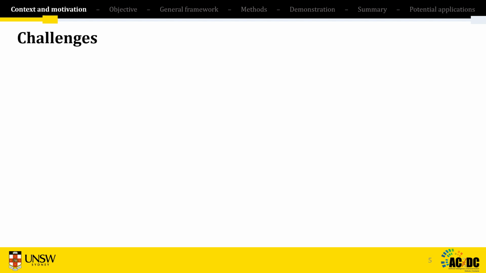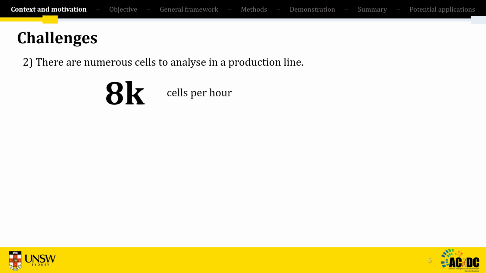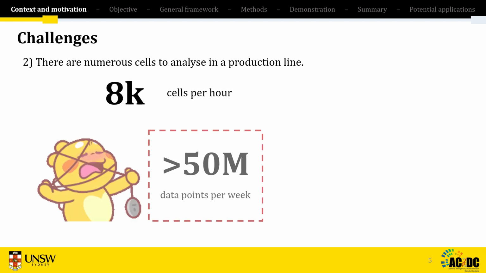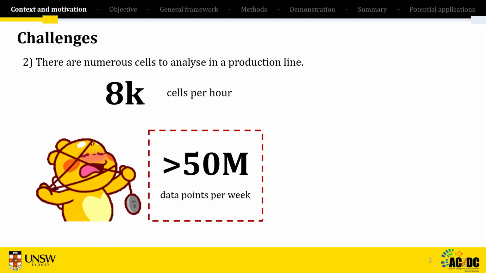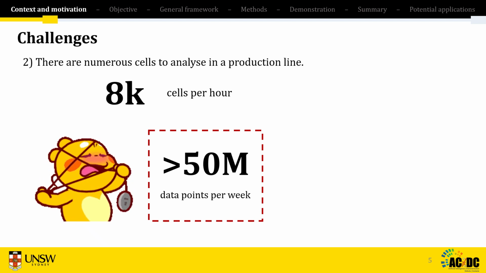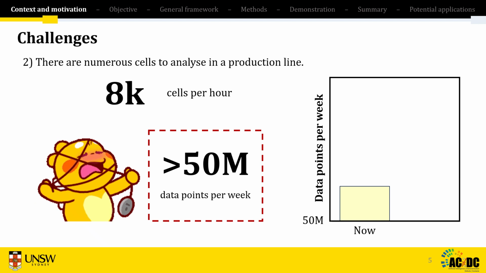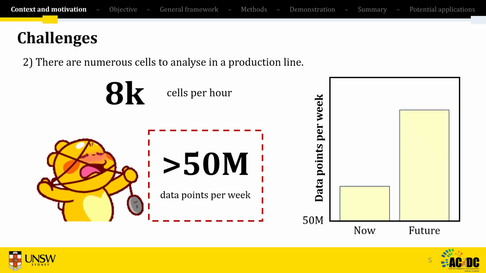This challenge is further compounded by the fact that there are numerous cells to analyze in a production line. Say, for example, you have 8,000 cells produced per hour in your line. That would already mean millions of data points to analyze weekly. And as we take more inline measurements in the future, this number will only increase.